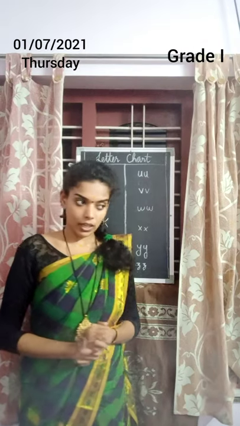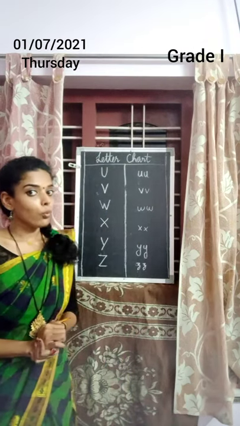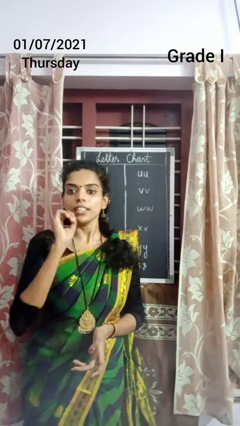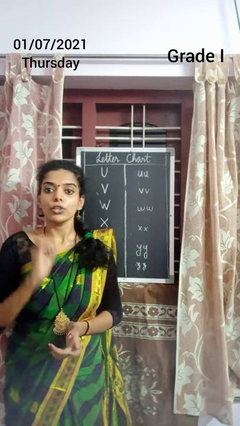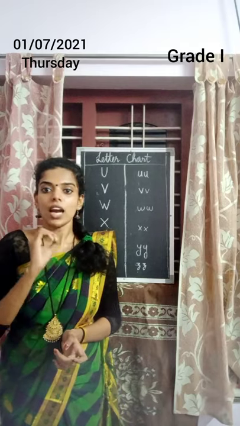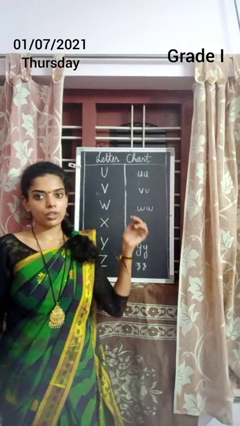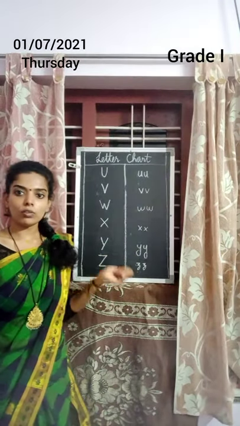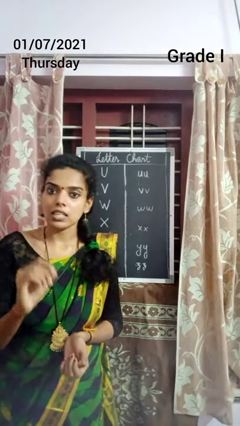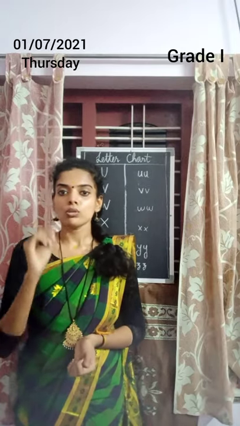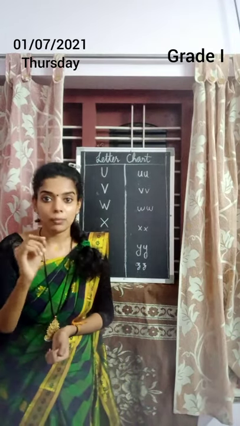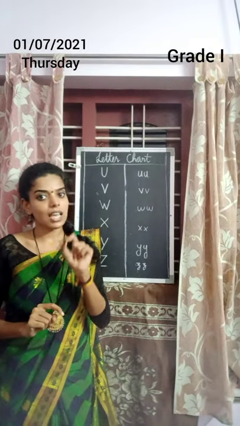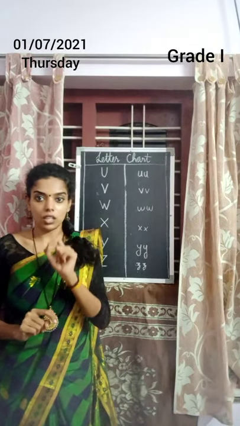Okay. The next one is Y. The sound of Y is ya. The examples are yo-yo, yak, yacht, yarn. The last one is Z. What sound of Z? The examples are zebra, zero, zigzag, zip.